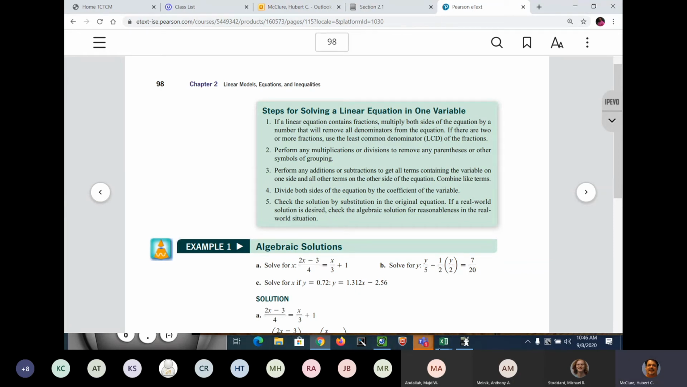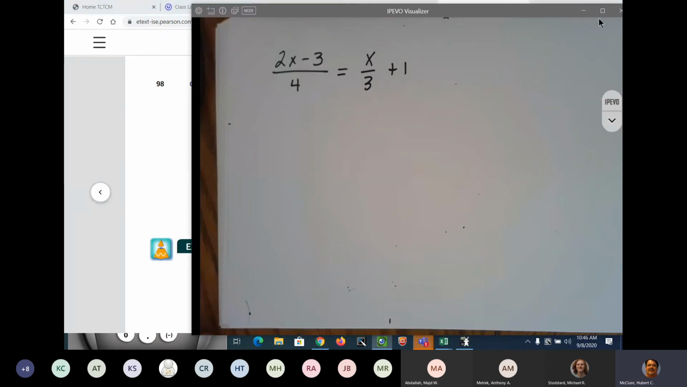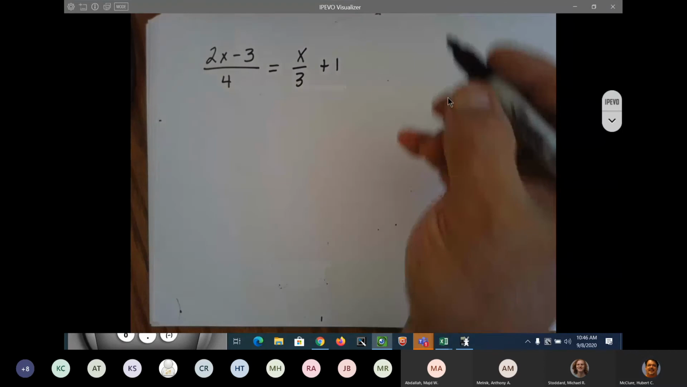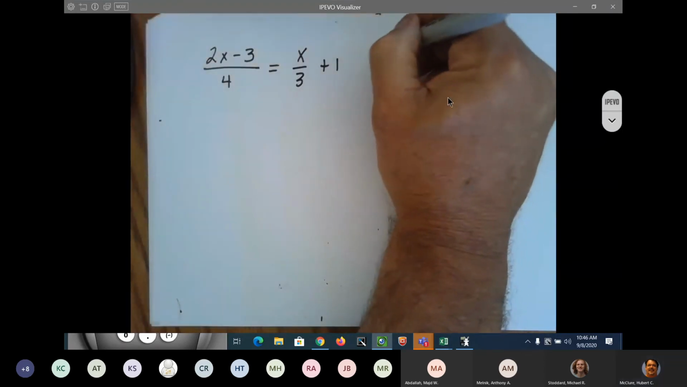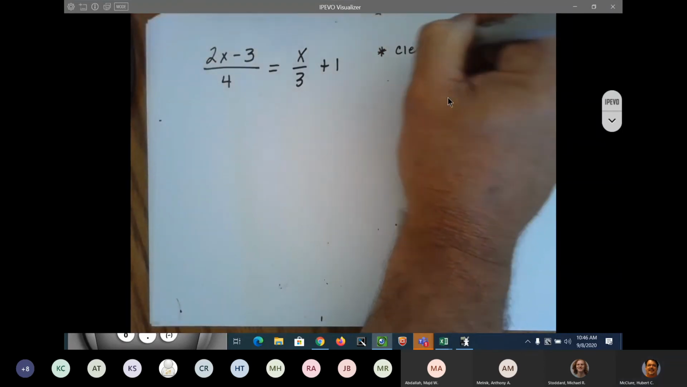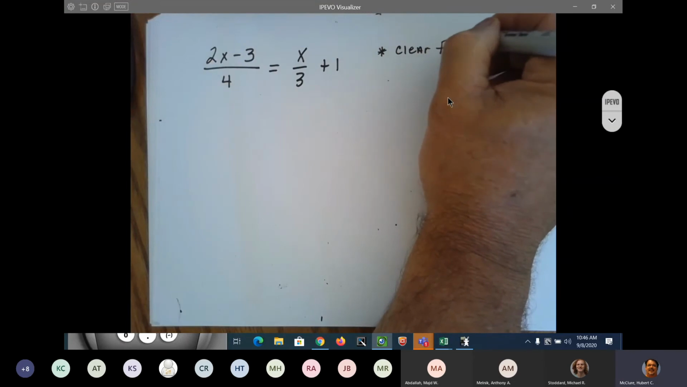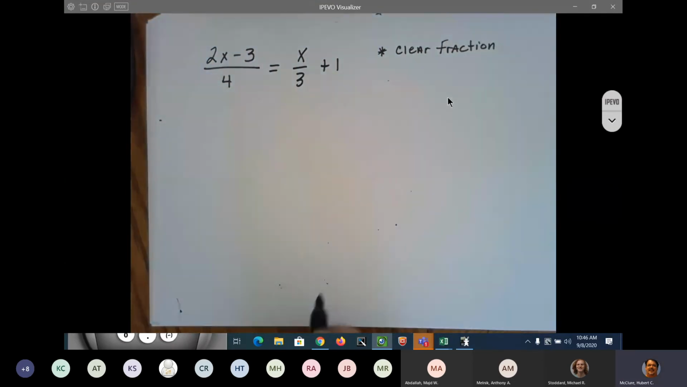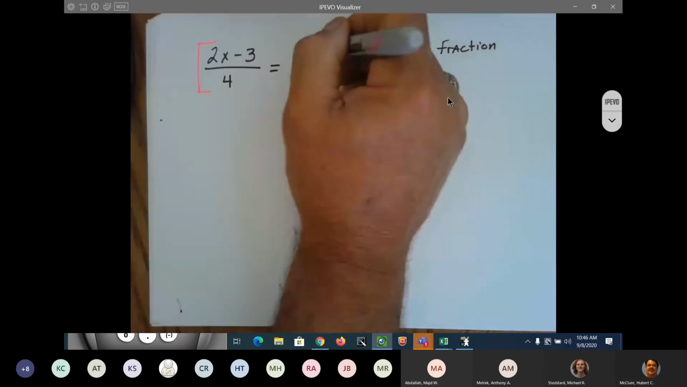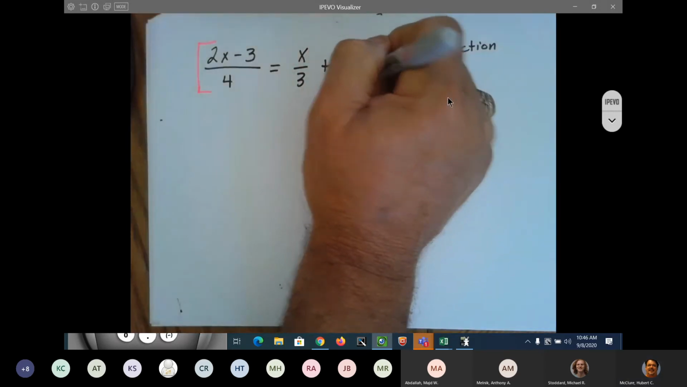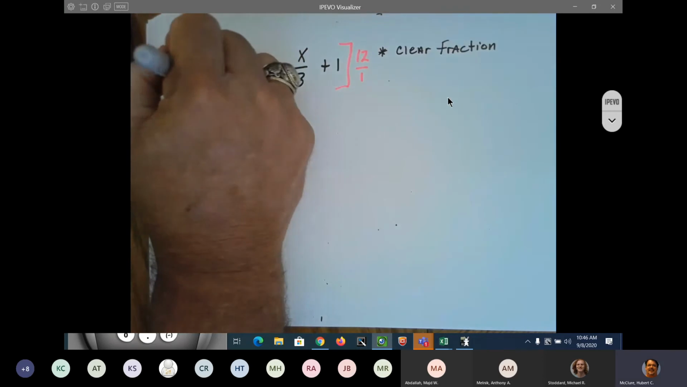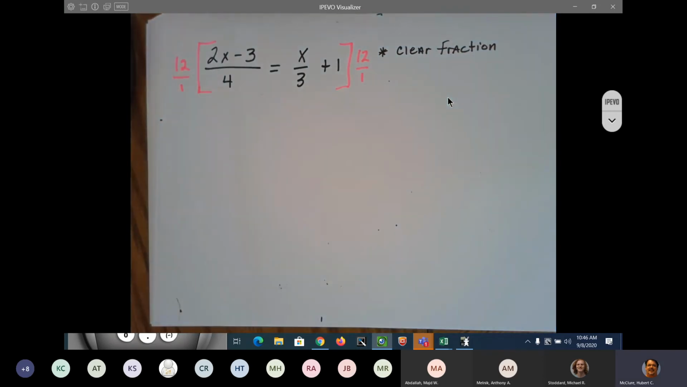Now, what would you do in a case like this? Well, the first thing you should do when you come to a problem that's a fraction, number one thing, clear the fraction. That's the number one thing that you want to do. So I'm going to multiply both sides by 12, because the common denominator of 3 and 4 is 12.